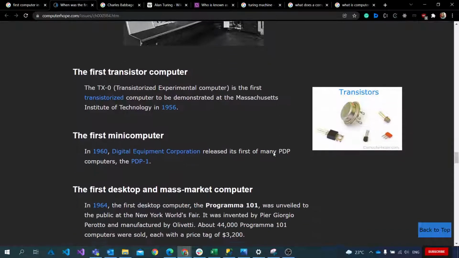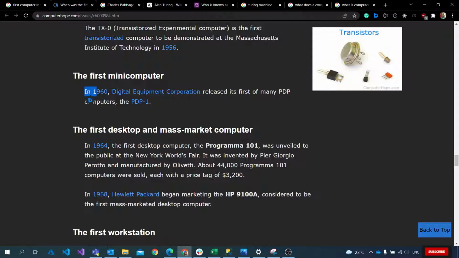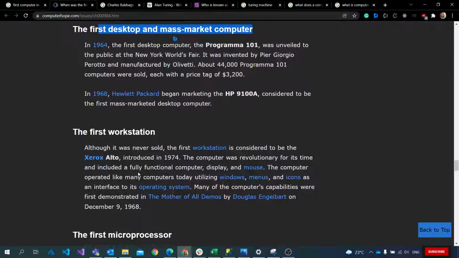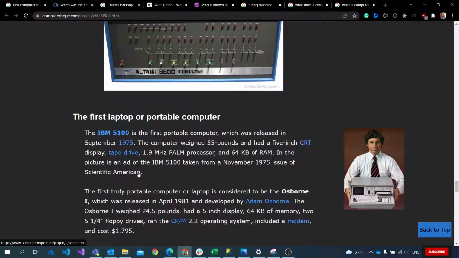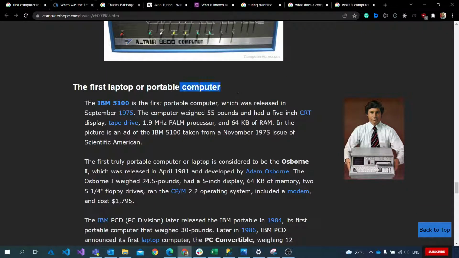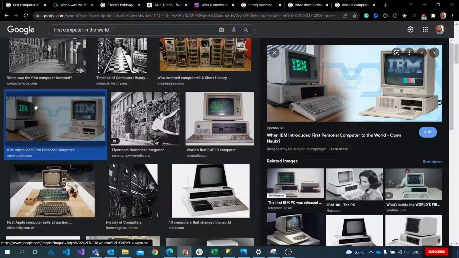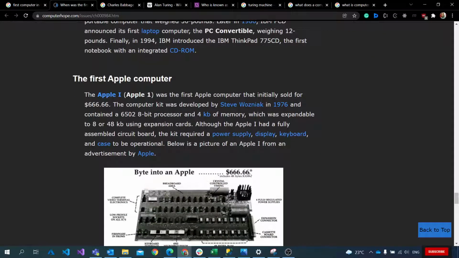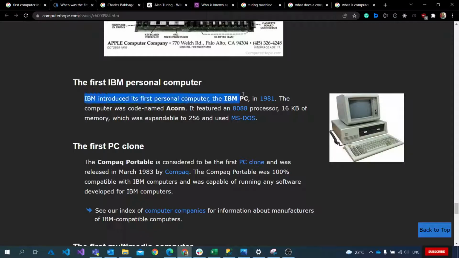I'm just going to skim through that. The first minicomputer was developed in 1960. I don't know what that computer was doing. The first computer to go to the mass market was in 1964. Cool. That's fun. Then Apple came, as you'd expect them to be there. Then IBM developed the portable computer so you could move it around. Apple came. Then IBM came with a personal computer. This was 1981.